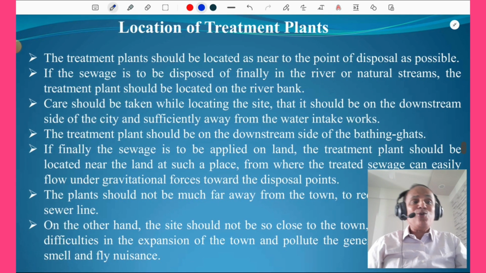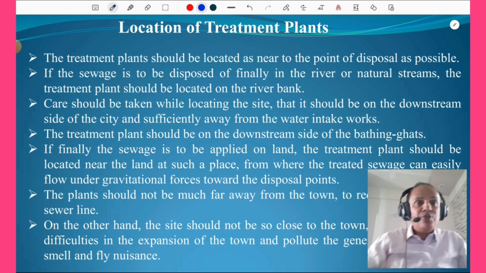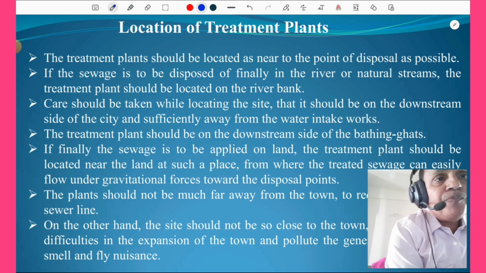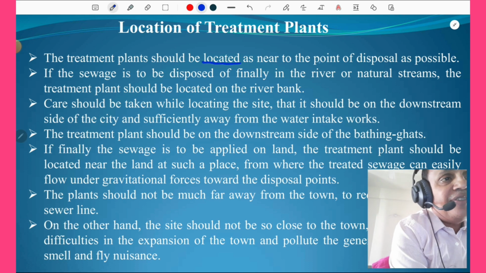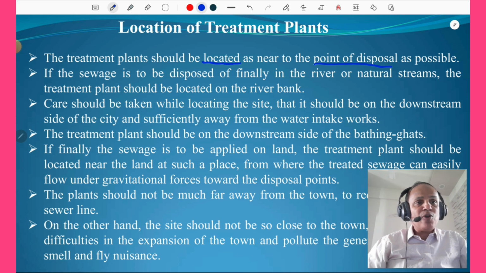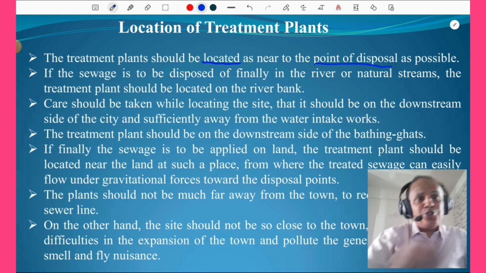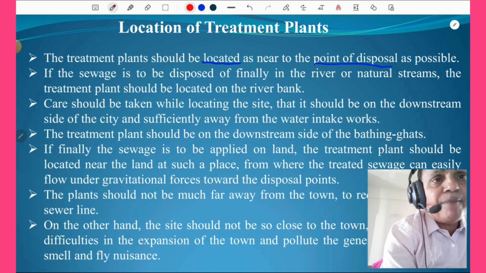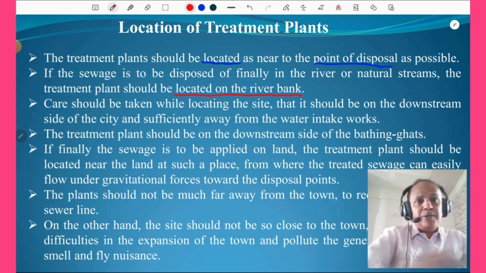We are going to discuss the location of the treatment plant, which is a vital part as far as civil engineering is concerned. The treatment plant should be located as near to the point of disposal as possible. So it is very important, its location is near to the point of disposal. If the sewage is disposed of finally into a river or natural stream, the treatment plant should be located on the river bank. It is also important that the treatment plant should be located on the river bank.